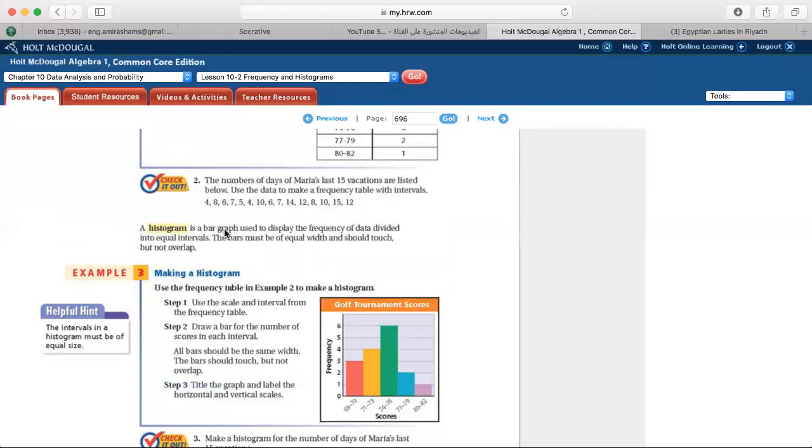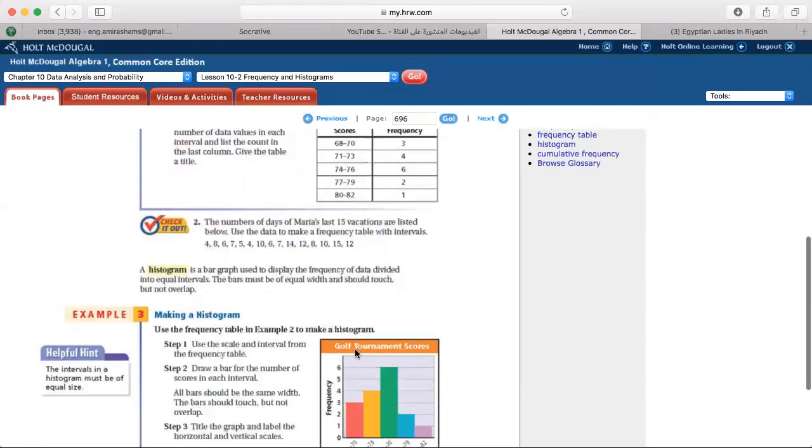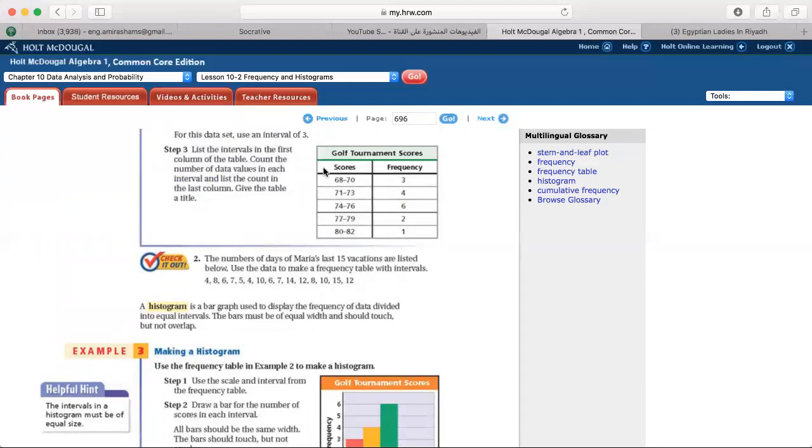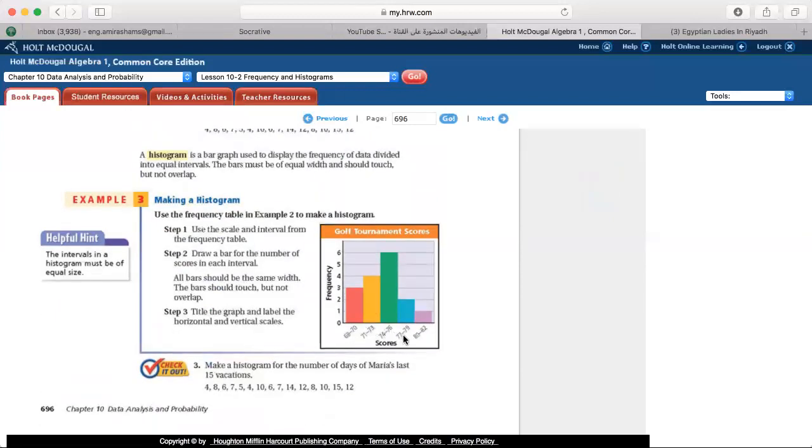A histogram is a bar graph, like the bar graph that we learned in lesson 1, used to display the frequency of data divided into equal intervals. The bars must be of equal width and should touch but not overlap. In the bar graph, I used to write only one number on the scale, but here I will write the interval that I did in the frequency table. I will take it as it is and write it down in the scale.